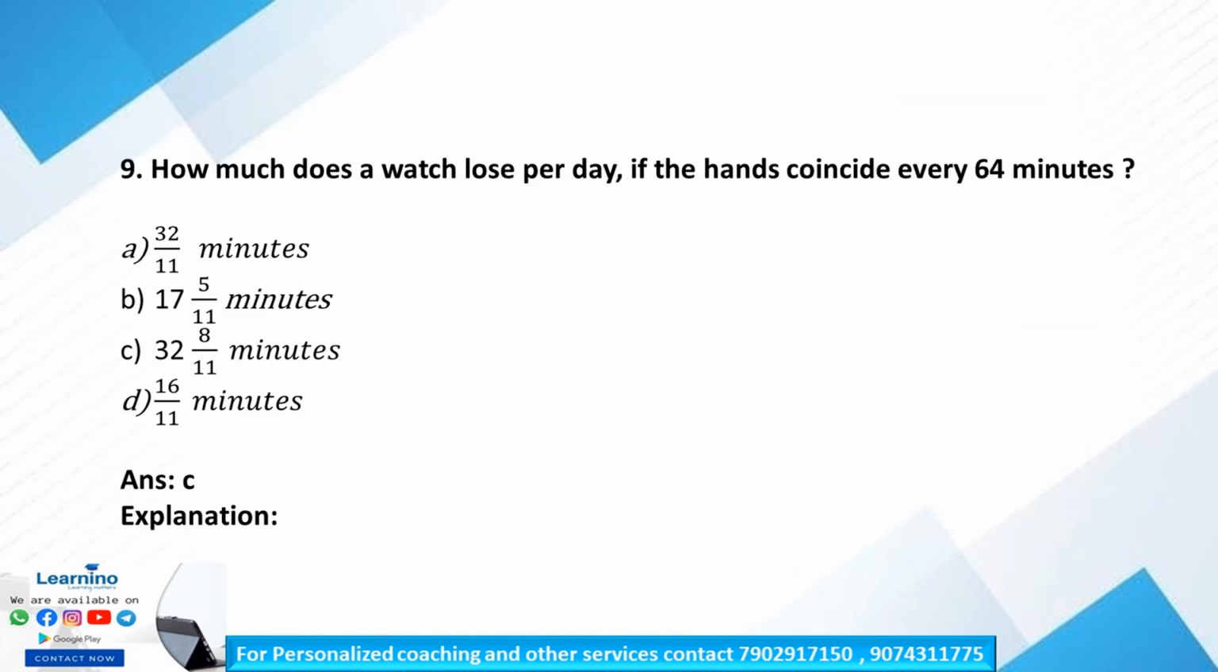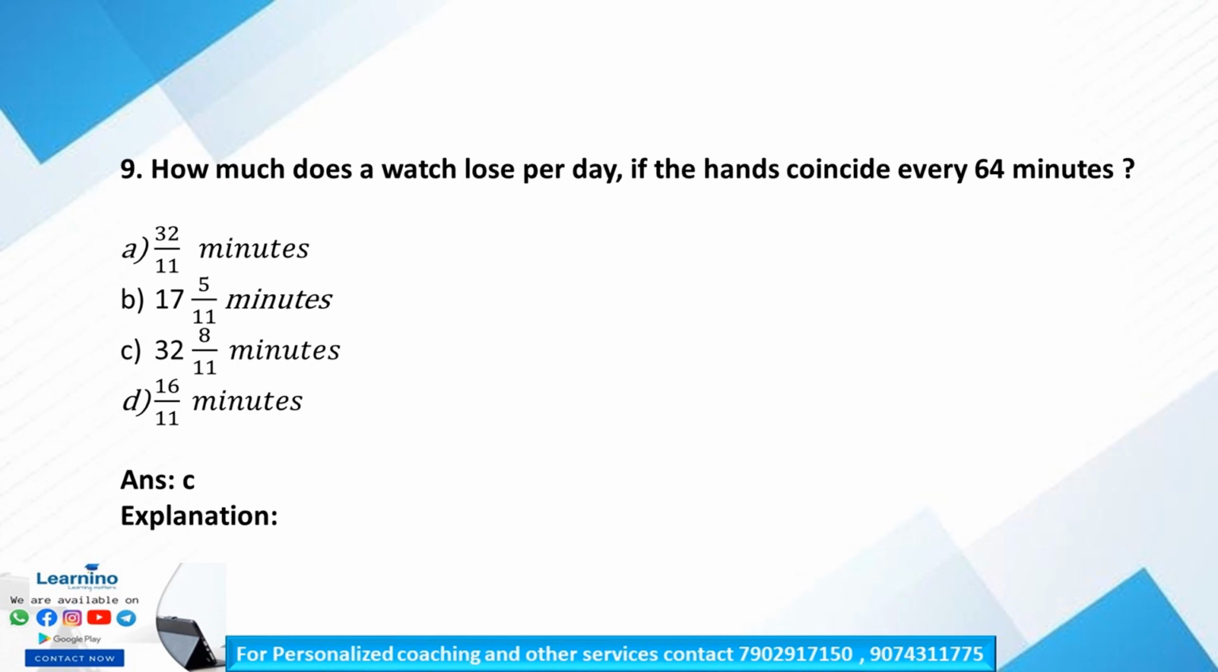How much does a watch lose per day if the hands coincide every 64 minutes? Okay, so our question is, how much does a watch lose per day? How much loss is happening if the hands coincide every 64 minutes?